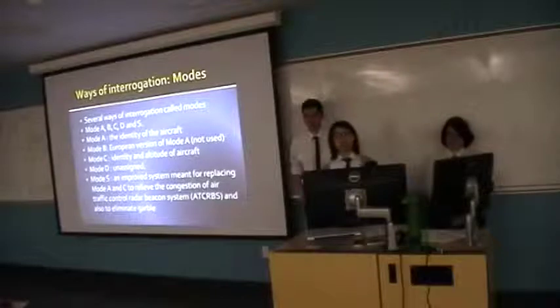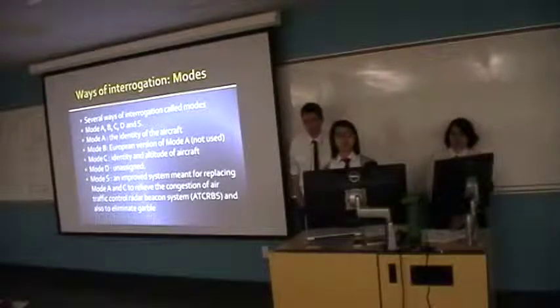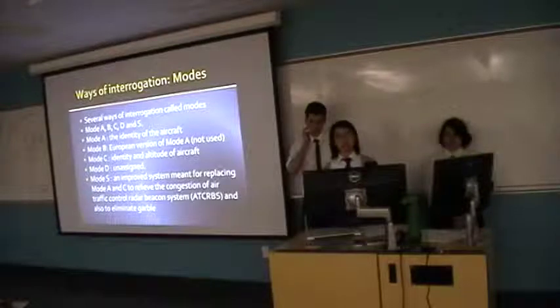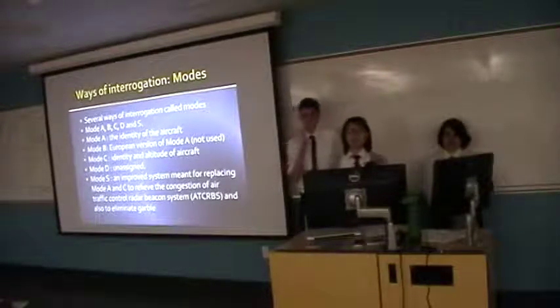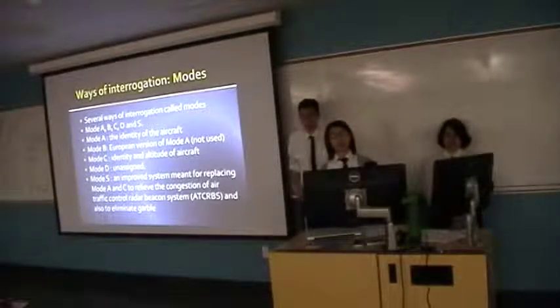So there are ways of interrogation that are called modes. There's mode A, B, C, D, and S. Mode A tells us the identity of the aircraft. Mode B is basically the European version of mode A. Mode C tells us the identity and altitude of the aircraft. Mode D is unassigned. Mode S, which is what we're talking about right now, is an improved system for replacing mode A and C, to relieve the congestion of the air traffic control radar beacon system and also to eliminate garble.